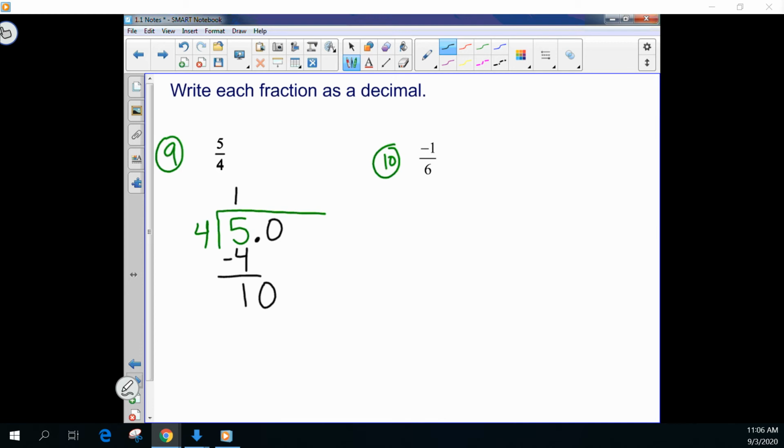So 4 goes into 10 2 times. 4 times 2 is 8. And then I do subtraction. 10 minus 8 is 2.